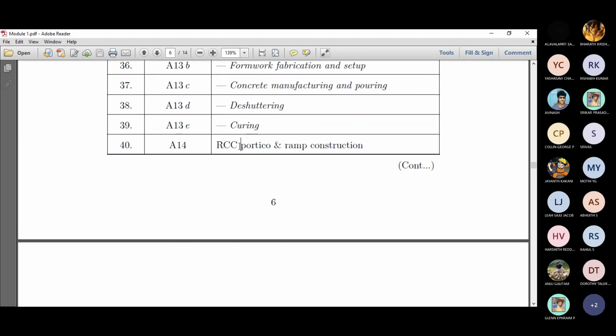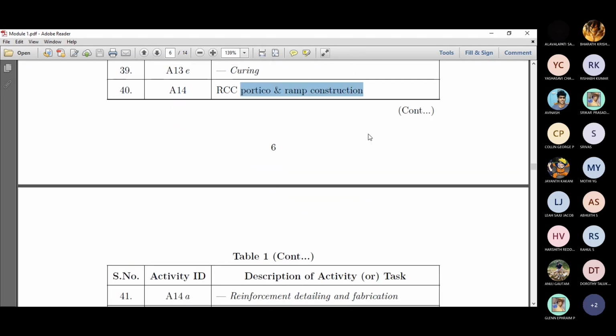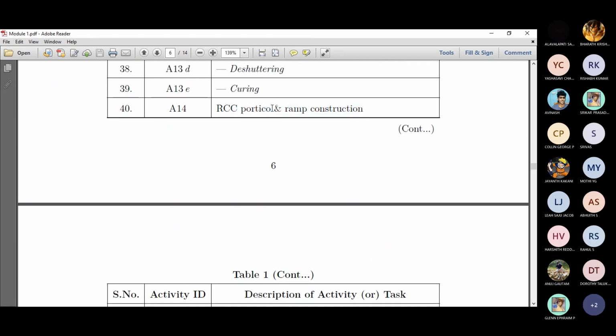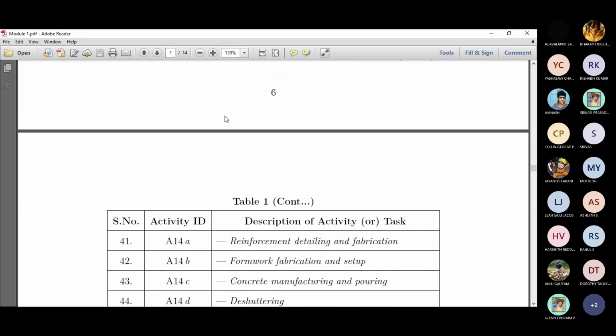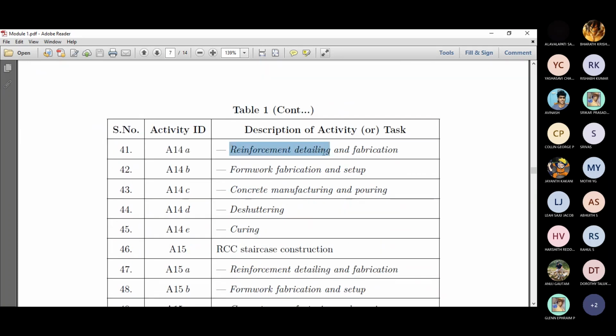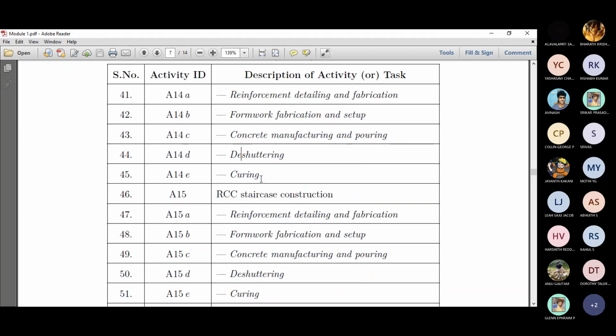And then the other elements like portico and ramp construction. Since we don't have a ramp here, we can call some steps from the ground level to the portico or something like that. Right. And then the same procedure: reinforcement, formwork fabrication, then concrete manufacturing, de-shuttering and curing.